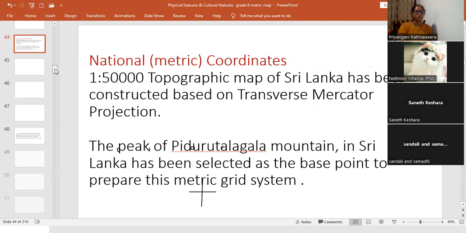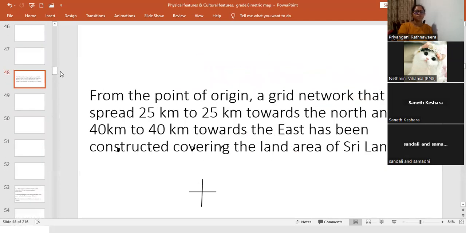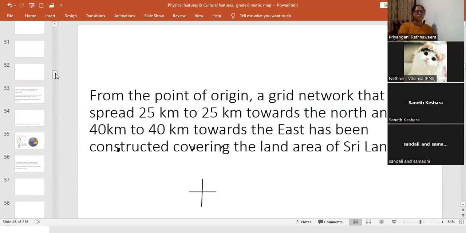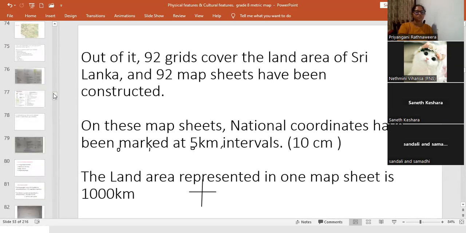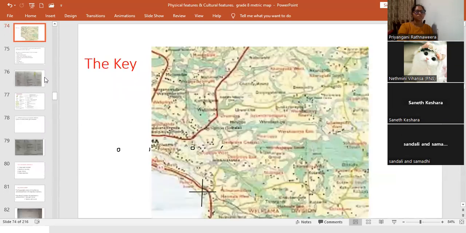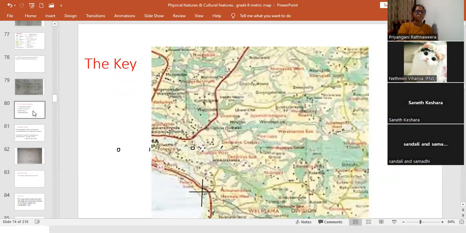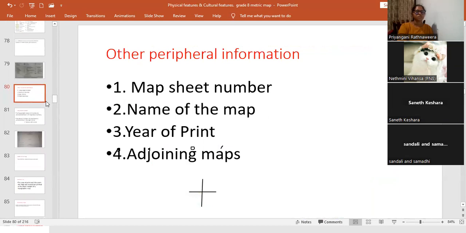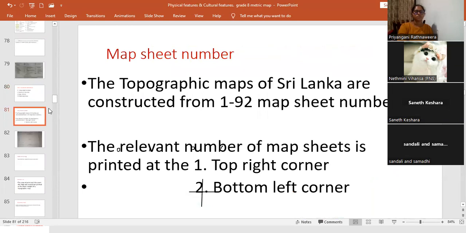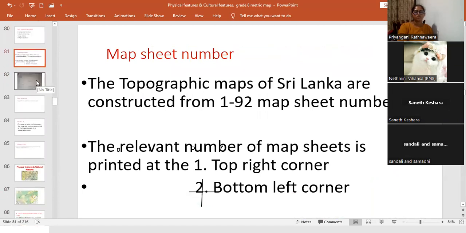We discuss the metric map coordinates also. This information also you should remember. The topography maps.